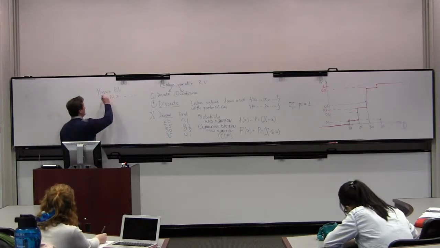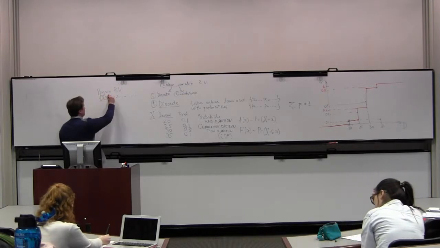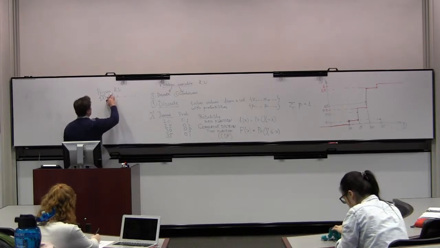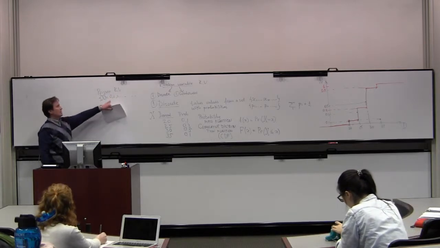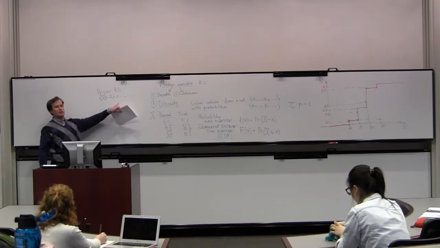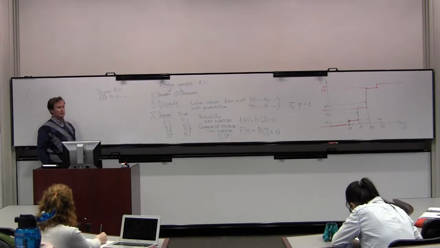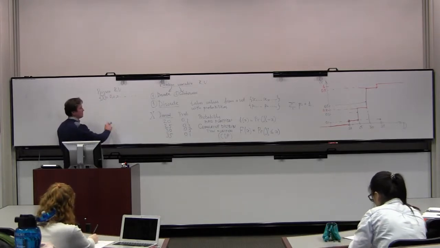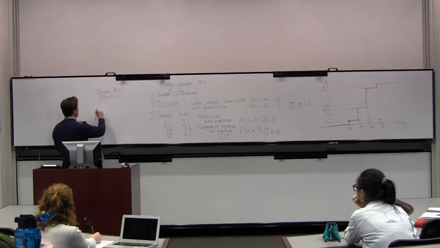So this is the set. I'm going to use these curly brackets to denote that these are all the possible values, the set of values that this random variable can take.